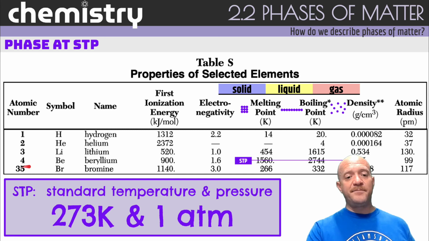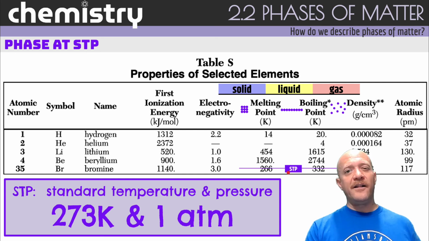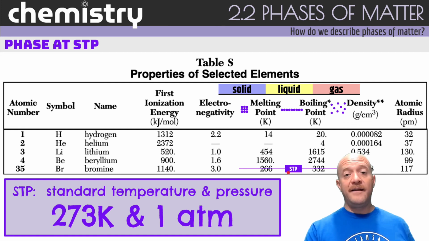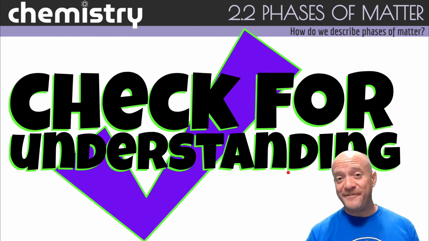Now I skipped ahead to bromine because bromine is one of the few elements that at STP is a liquid. Because at 273, that number falls between 266 and 332. So bromine is a liquid at STP. There's one other element that's a liquid at STP, and you're going to have to find it later. In fact, I would like you to respond to this check for understanding.